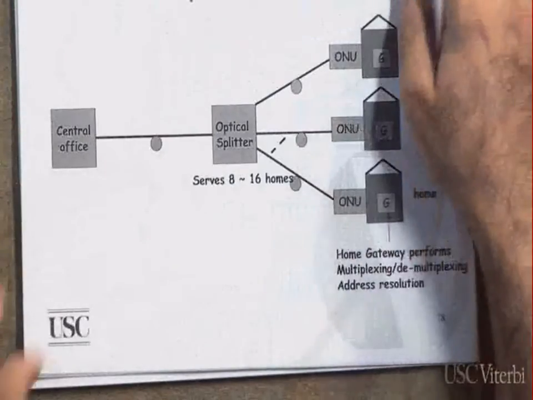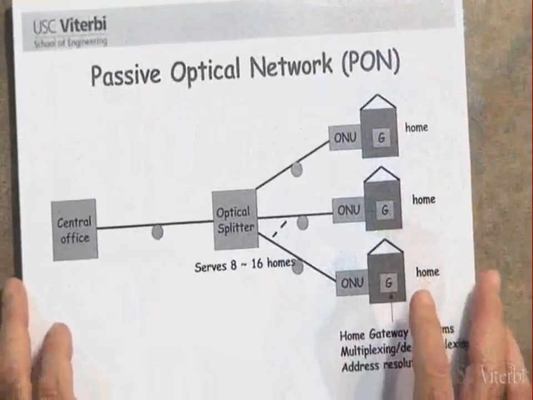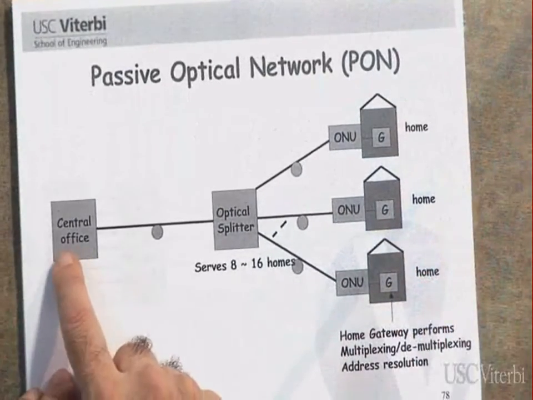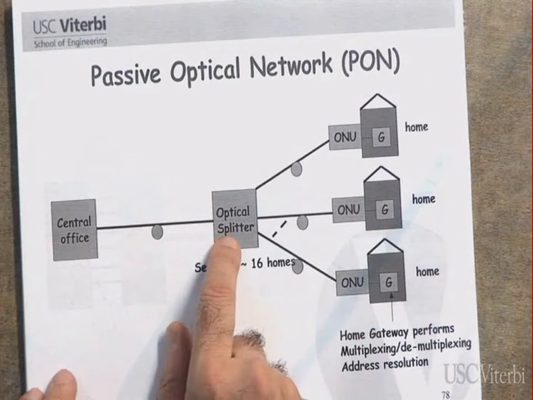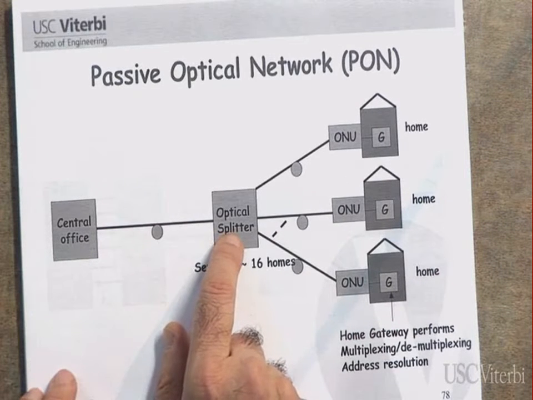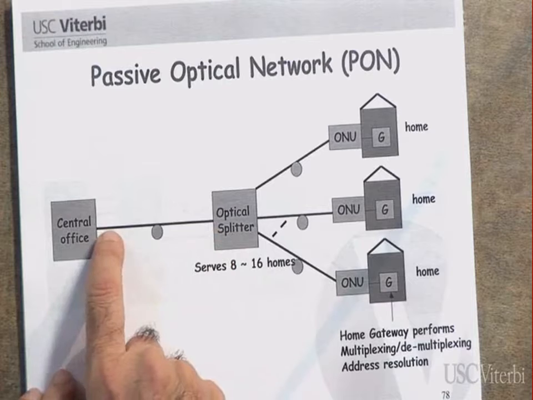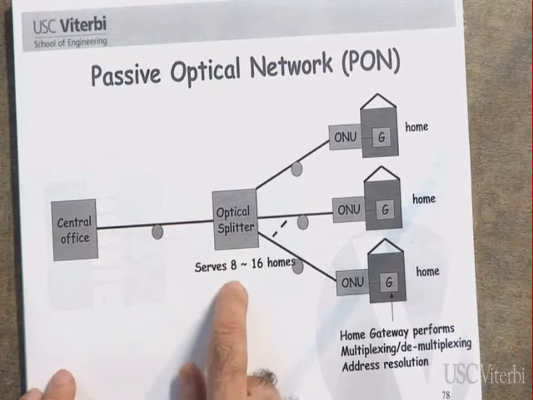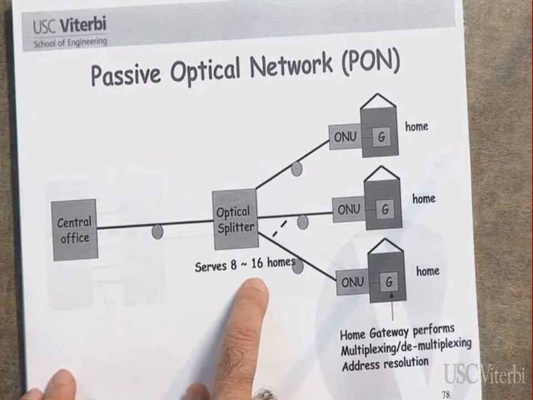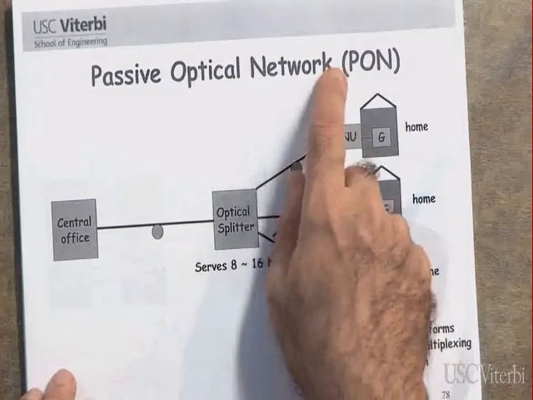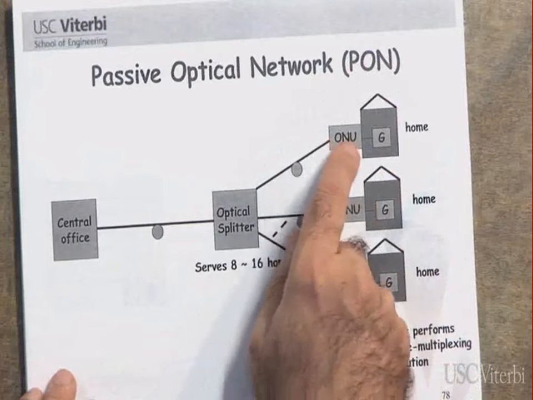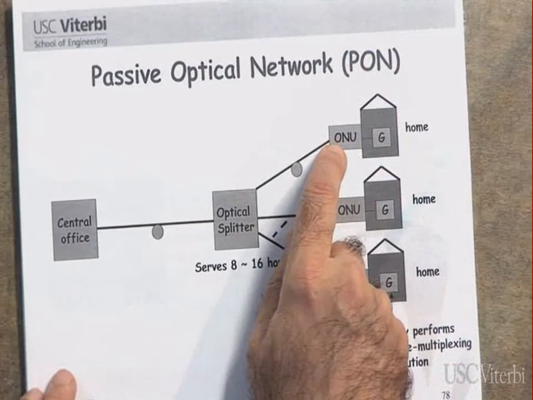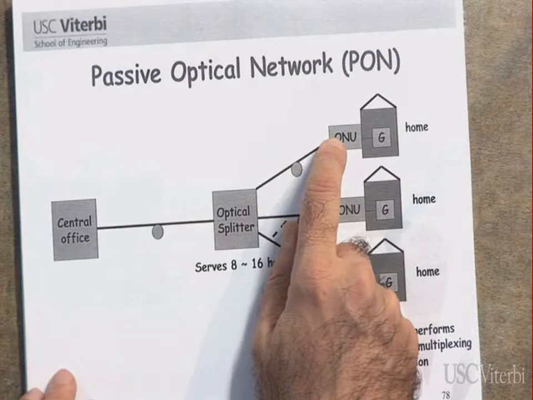Okay. So, for example, if you look at the passive optical network, what do we have here? This is a central office. This is a splitter. This is where the power is going to be split. We have a single fiber. The power will be split into how many ways? Into 8 to 16 homes, which means 8 to 16 ways, all the way to the home. This is service to the home. The home has an optical network unit. Every home has an optical network unit.